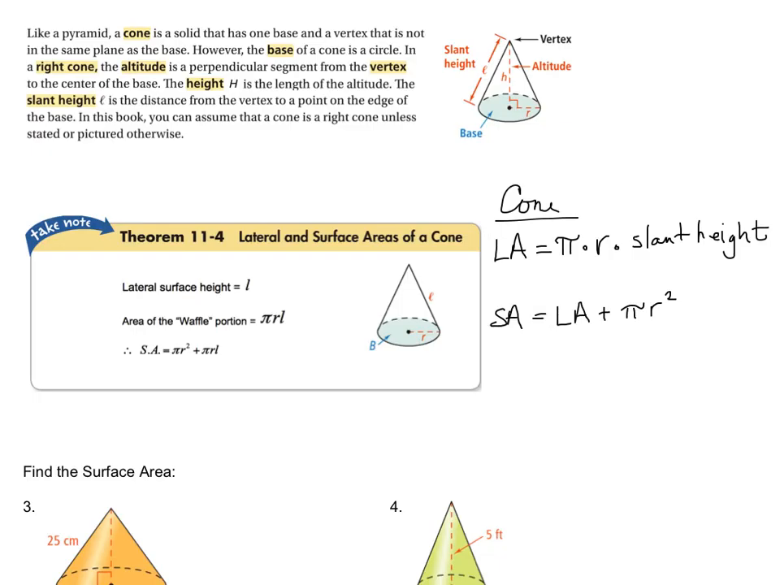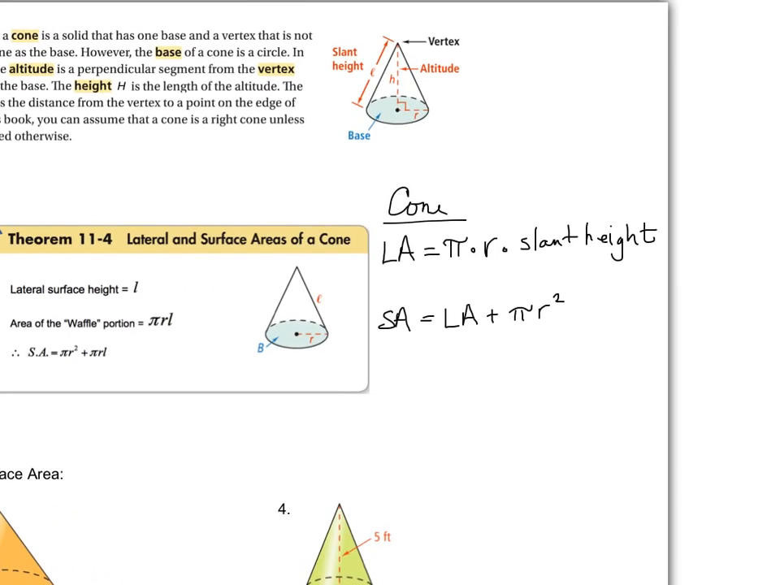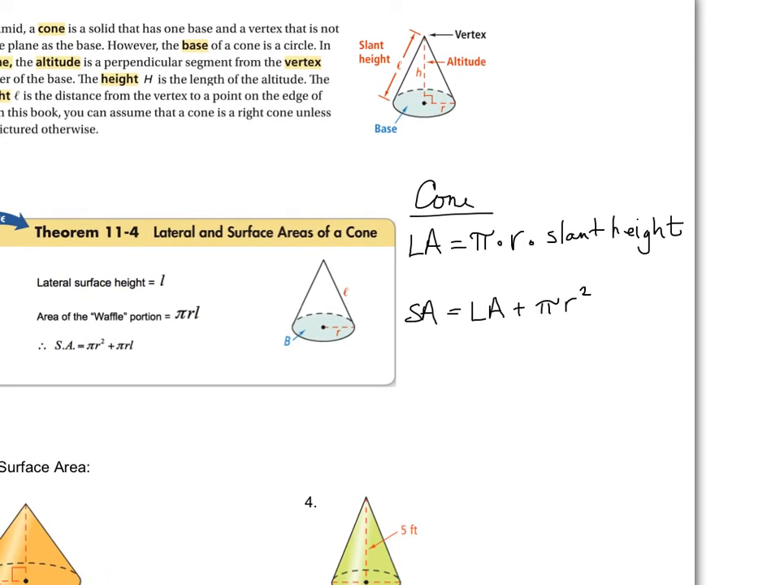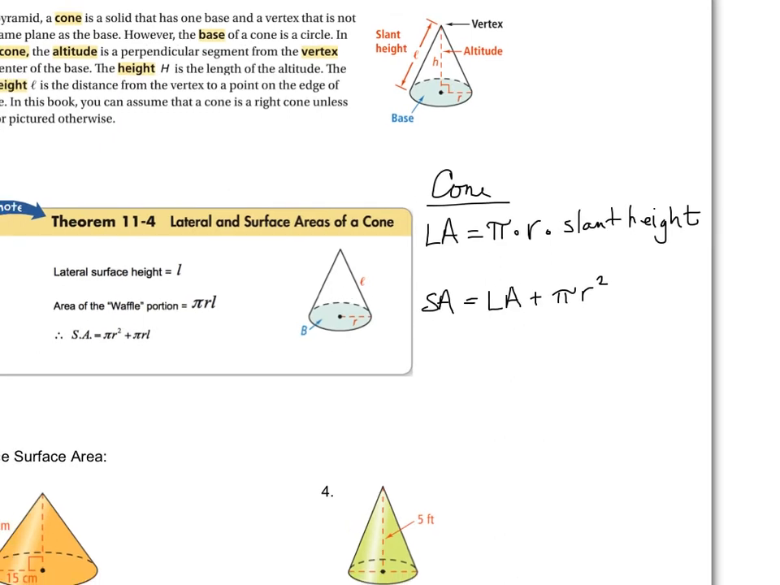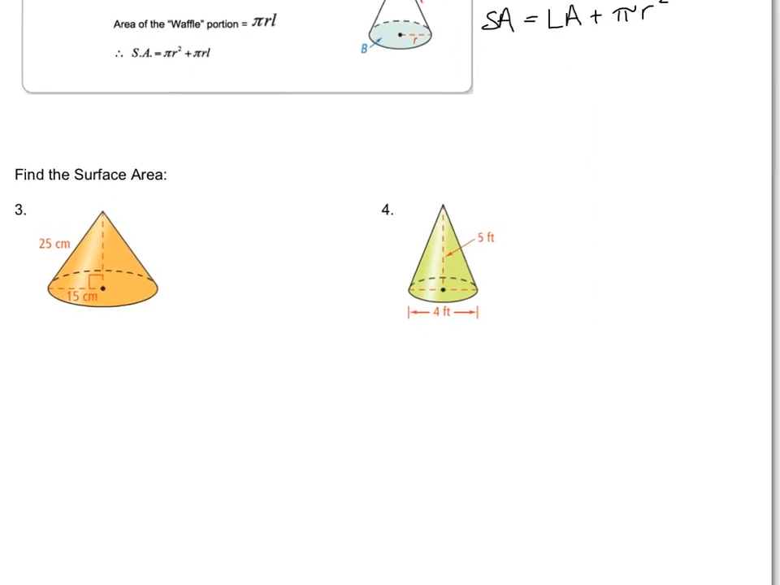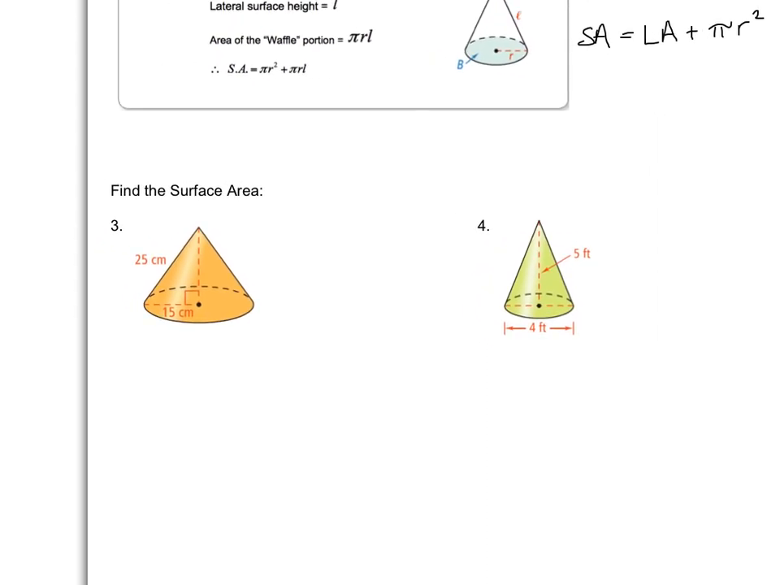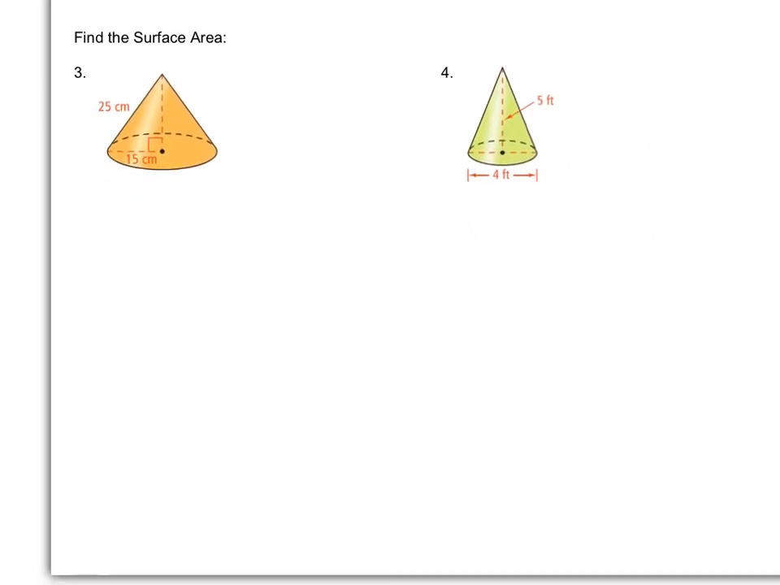Okay, so now, cones are very similar, and as you can tell, I've already written the formulas here for the cones: lateral area and surface area, and how to find them. I'm just going to go through these two examples. Again, they have altitudes, they have slant heights, same kind of concept here. All right, so we're going to start with number three.